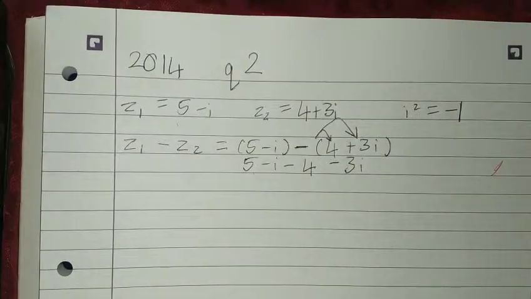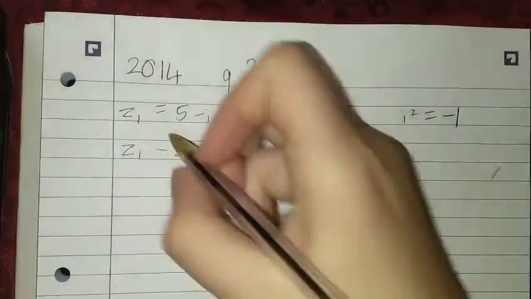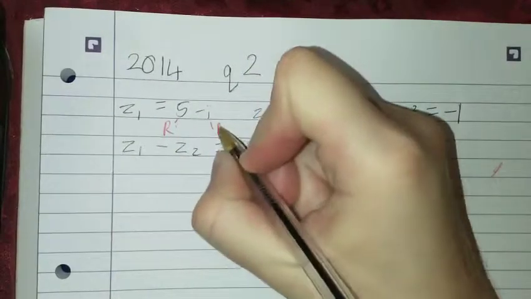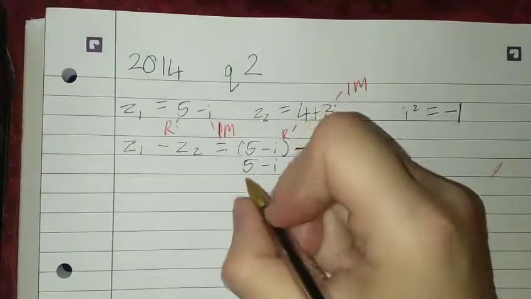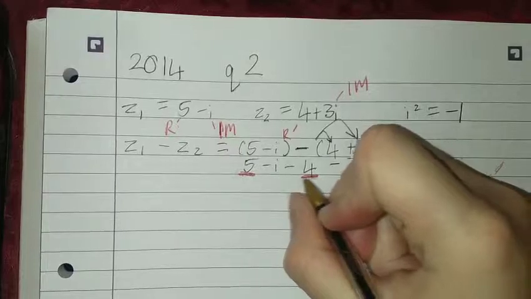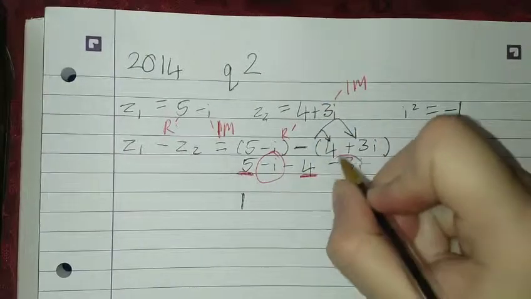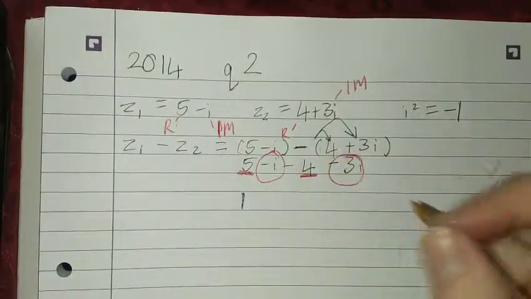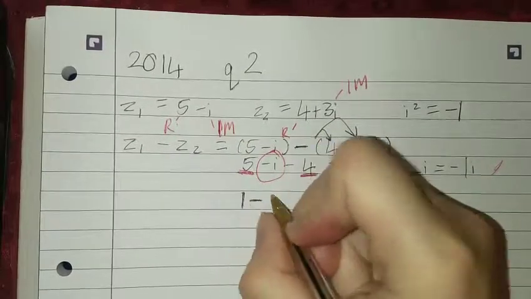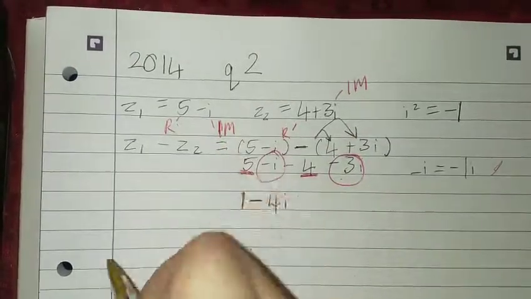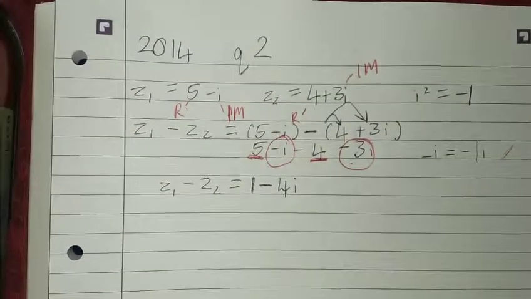I can add together my real parts and I can add my imaginary parts. The real parts are the parts that don't have an i. In this, this is the real, this is the imaginary, and this is the real, and this is the imaginary. So I'm going to underline the real because I can put them together. So this is real and that's real. So 5 take 4 is 1, and then this is imaginary and this is imaginary, so minus i. So minus i is the same as minus 1i. So if I put them together, I'll get minus 4i. So z1 minus z2 is 1 minus 4i.